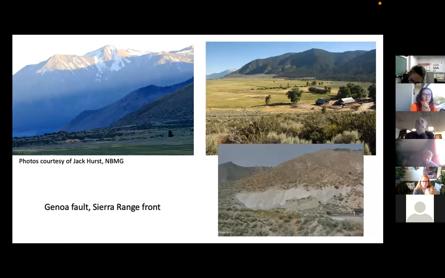Some more pictures of the Genoa fault. Here's the fault plane exposed in the quarry at the base of the slope. So there's slickensides on here that are normal. But there's also some slickensides that are slightly oblique. So there is some oblique motion along this, but it's dominantly normal displacement causing this massive 1,500 meters of vertical relief on the range front. And there's actually about 500 to 1,000 meters of basin fill. So you've got a lot of displacement along this.